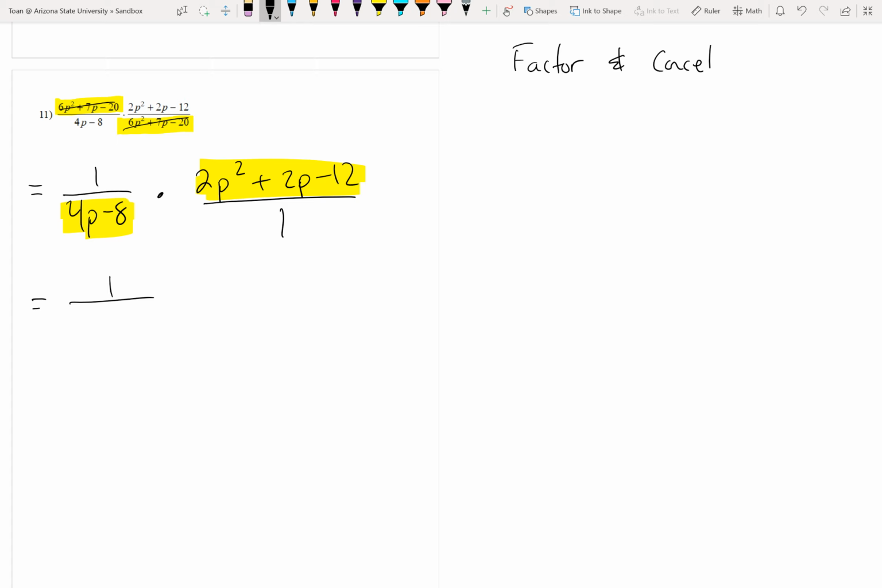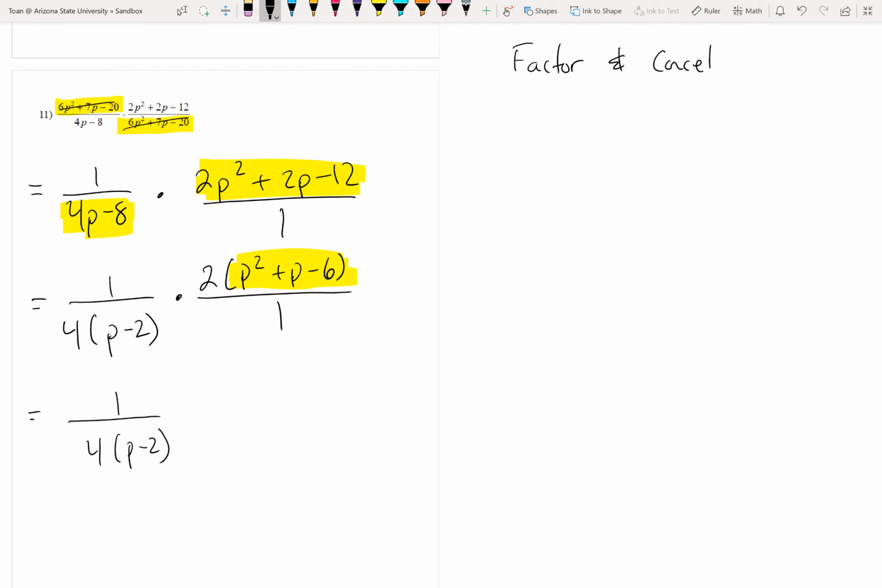So that equals 1 over. So for the first denominator, it's just a binomial, so just regular GCF. I can pull out a 4, leaving me a p minus 2 behind. And then in the second numerator, they all have a 2 in common, so I can pull out a 2, p squared plus p minus 6. And then in my next step, this is a quadratic trinomial. I can go ahead and factorize it. 1 over 4 times p minus 2 times 2. And then you just factor it like normal. So that's p and p, plus 3, minus 2.